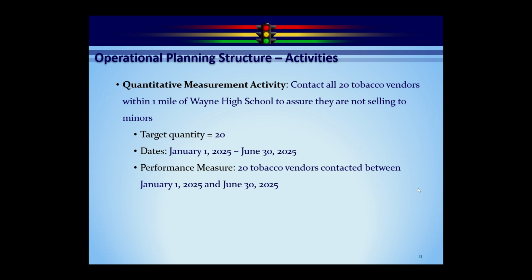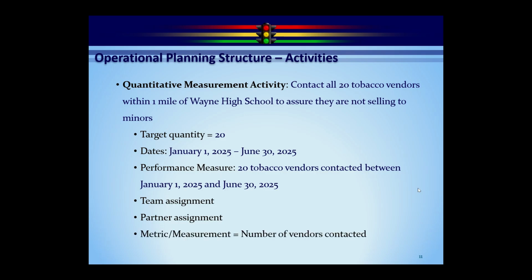Our performance measure, again, is kind of halfway created for you, and I'll show you that. 20 tobacco vendors contacted between January 1 and June 30th. And then again, team and partner assignments, and our metric, as you can imagine, is how many tobacco vendors did we contact. So those are the 3 types of activities and 3 example activities we're going to use. Now, at the bottom of each page that I just showed you was the blue tobacco program thing. So what I'm going to do is put all that together in kind of a bullet form so you can see the segment of the plan that is created here.